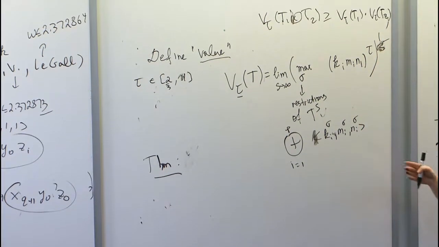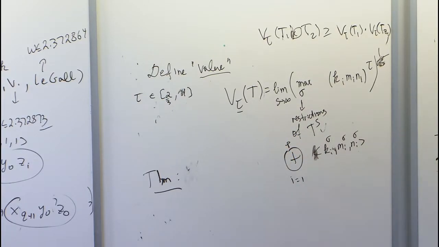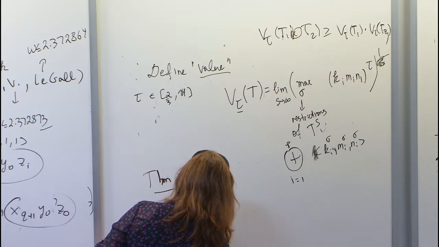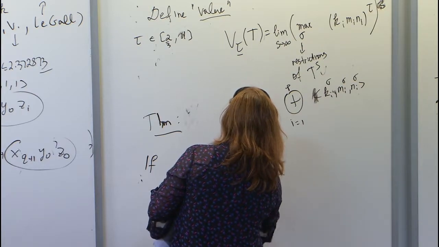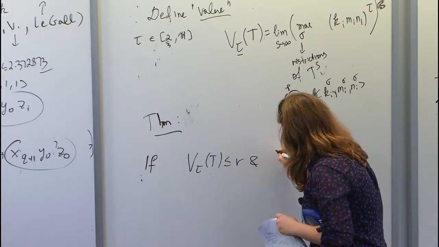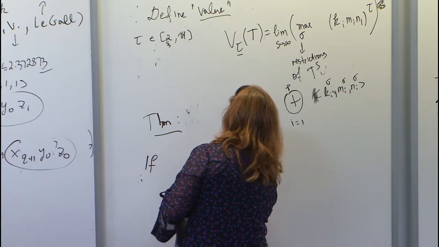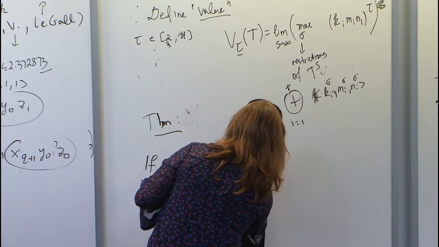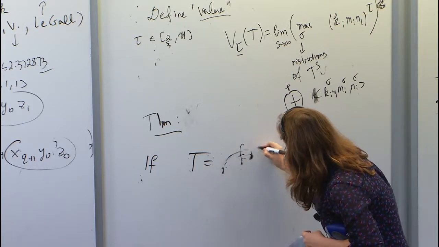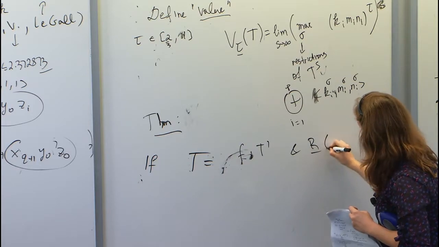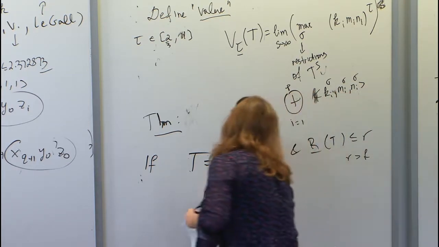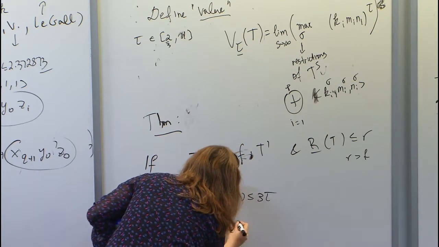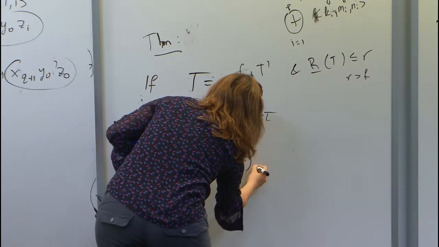And so the intuition actually is how close is this tensor to simulating a matrix product? This is essentially the intuition. And the theorem is that if T is F copies of some T prime, okay? So if T is F copies of the same tensor and the border rank of T is at most R, R is bigger than F, then omega is at most 3 tau, where now F times the value of tau of T is R.